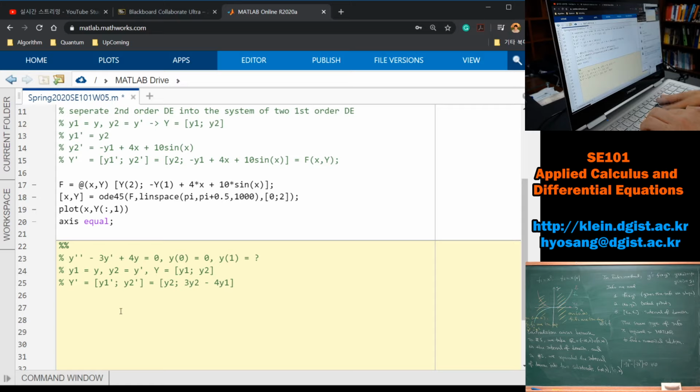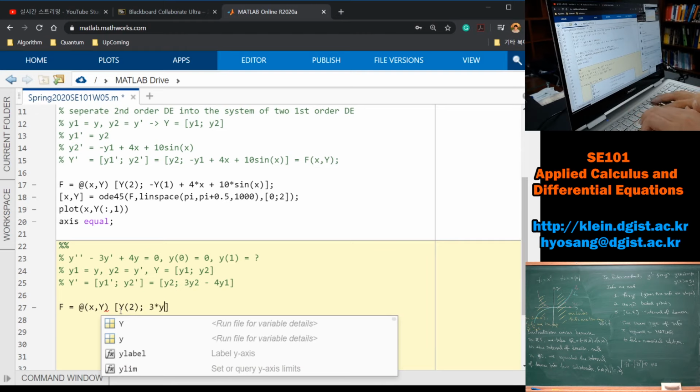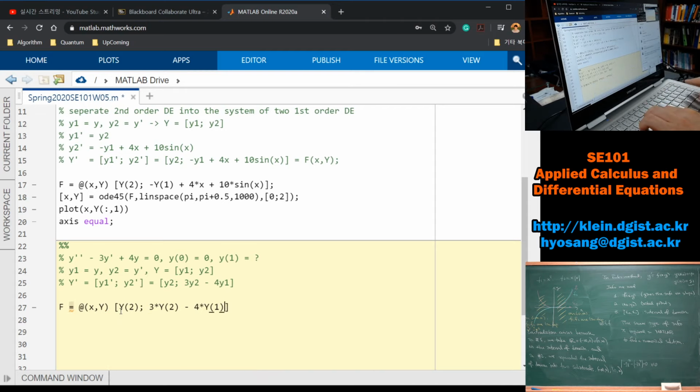So y itself is a vector. Let's define f of x, y as y2 and 3 times y2 minus 4 times y1. And then solve my numerical solution by using ODE45. Now the interval domain is 0 to 1, because I want the value of the function at 1. So my end of interval is 1, and the start is 0 because I have the initial value at 0.